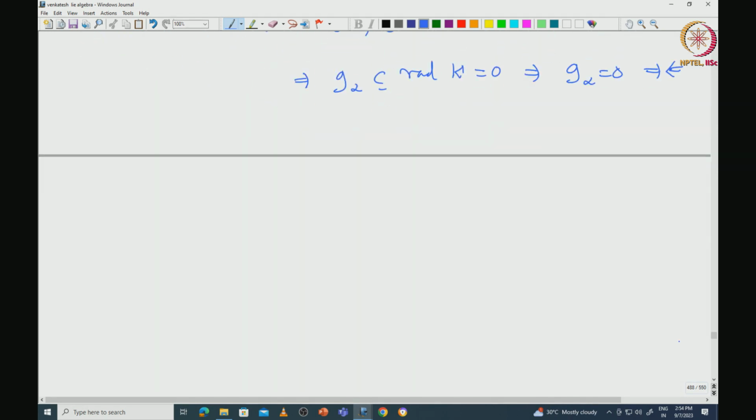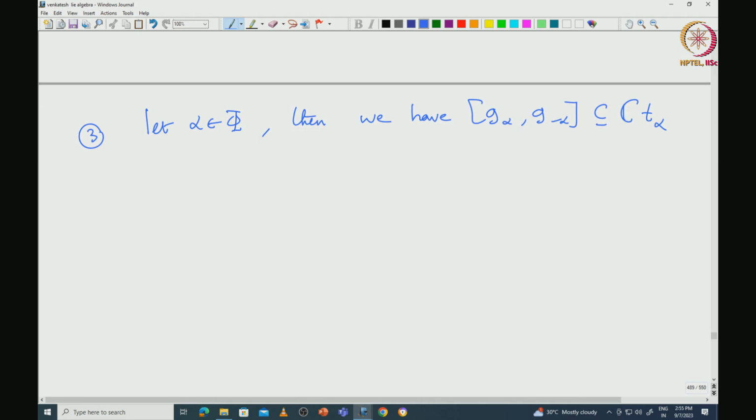Now we claim what will happen if we take the bracket between G alpha and G minus alpha. We claim that it must be at most one dimensional. So, let alpha be in phi. Then the bracket between G alpha and G minus alpha is a subset of C t alpha. More precisely, we can actually tell what the bracket is in terms of the Killing form. For example, if I take x in G alpha and y in G minus alpha.